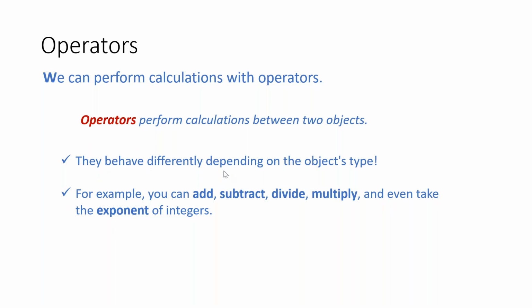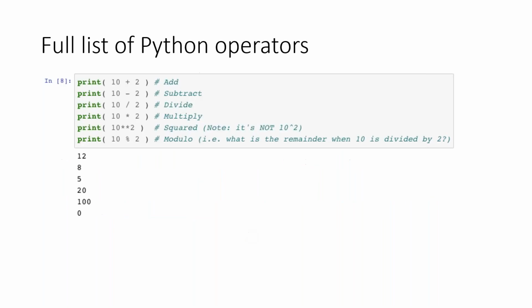They behave differently depending on the object's type. If you are doing a string and using a plus operator, it behaves in one way. If you are doing float and integer or integer addition, it will behave differently. In object oriented language systems, we say that these operators have been overloaded. Based on what we are typing, it automatically knows how to behave in different contexts. For example, you can add, subtract, divide, multiply, and even take the exponent of integers.